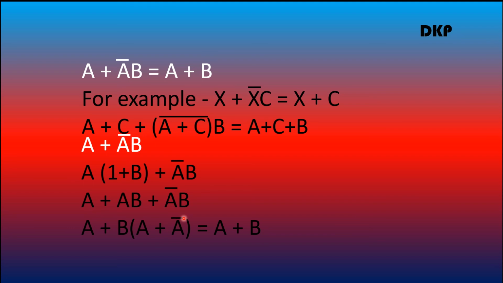This is equal to A plus, in these two terms B is common. Therefore, take B outside so that you will get B into A plus A bar, which is equal to, what is A plus A bar? A plus A bar is equal to 1. That is B into 1. So that you will get A plus B, this term.